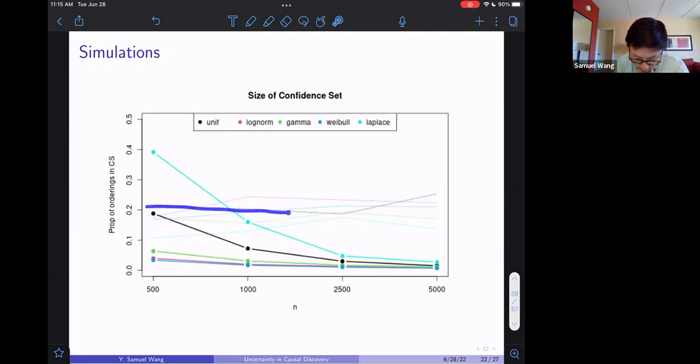The dotted lines on this plot indicate the proportion of times that I can consistently recover the true causal ordering, and this is using the DirectLiNGAM procedure. The punchline here is that, by design, we've set up the simulation settings so that the true causal ordering is not consistently recovered. This happens roughly about 20% of the time. And so we can see that the confidence set is shrinking down and it has the right coverage. So it's doing the right thing, even though I can't consistently recover the true causal ordering.